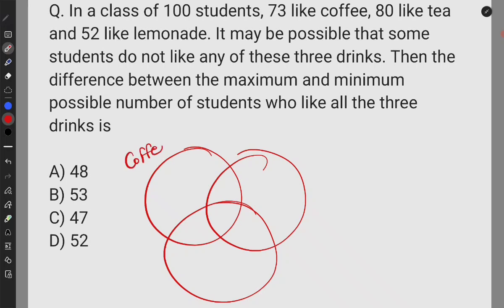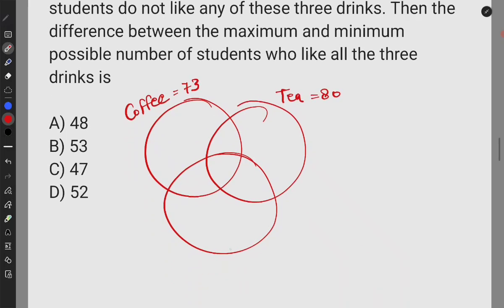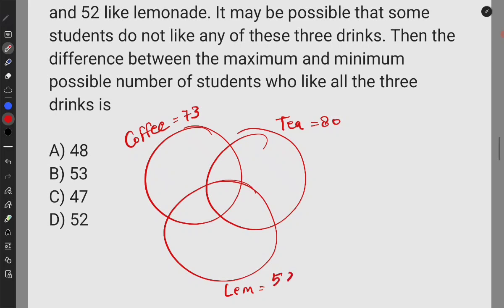Coffee 73, tea 80, lemonade 52. Now if we see the maximum number of people who like all three, we can do one thing. We can make 0, 0, 0 and give 52 to this region. So the maximum will be 52.